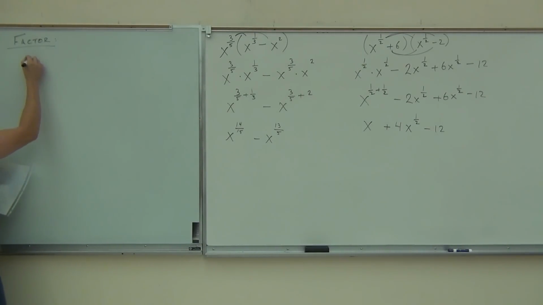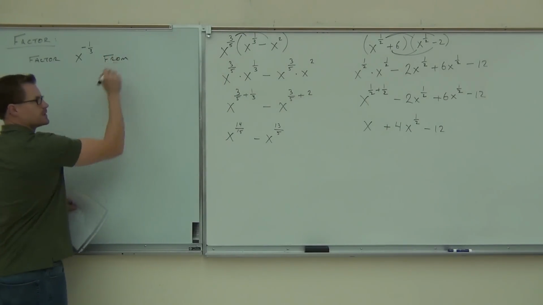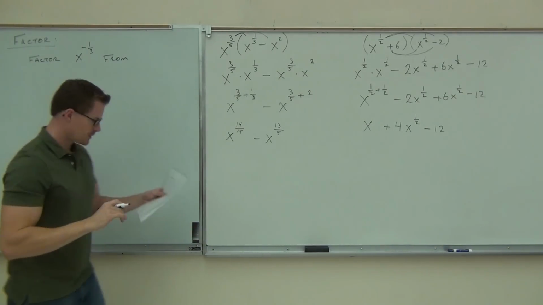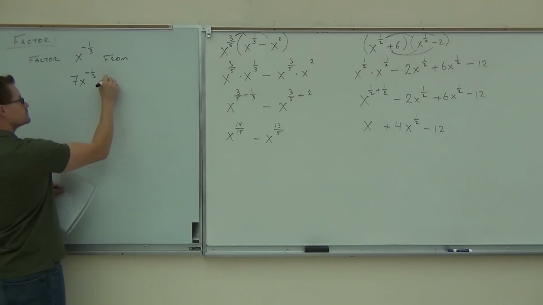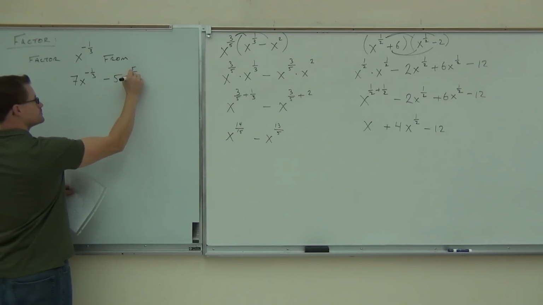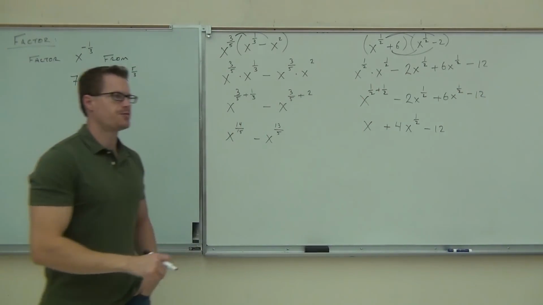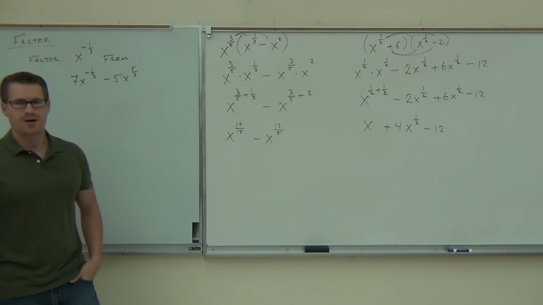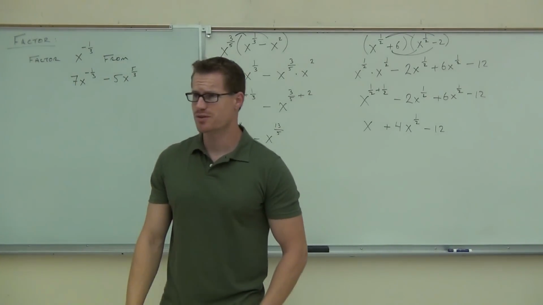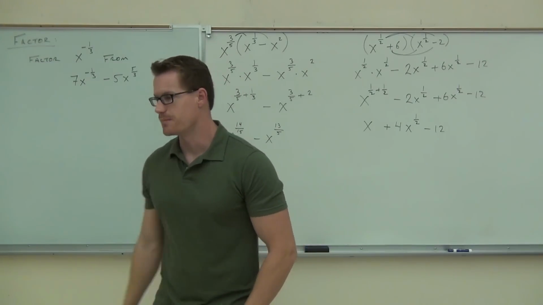What we're going to do is we're going to try to factor x to the -1/3 from, now this is kind of nice about factoring, I give you what you're supposed to factor. Factor x to the -1/3 from 7x to the -1/3 minus 5x to the 5/3. Oh my gosh, how are you supposed to factor fractions? That doesn't even make sense. What the heck? Well, I'm going to draw some comparisons to something you should know how to factor already.